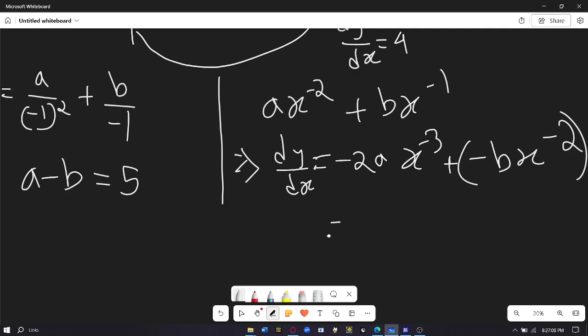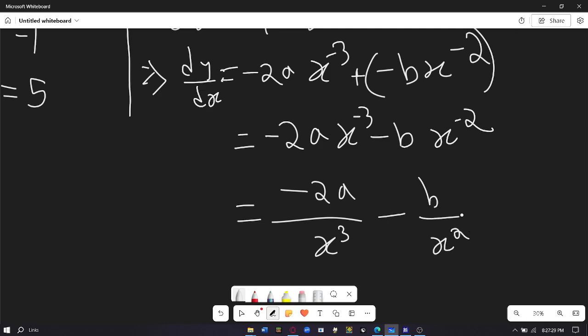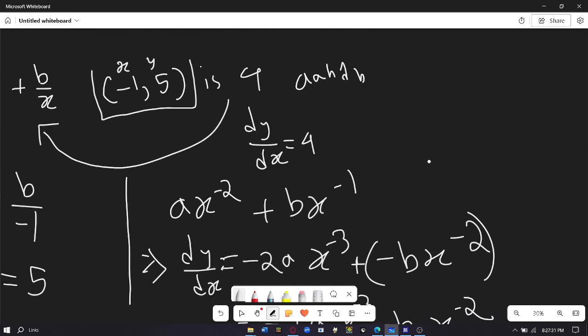Now, the final dy dx is 2a x to the power minus 3 minus b x to the power minus 2. Right, let's write this down a little more nicely. This is just 2a by x cubed minus b by x squared. That's all that's going on here.